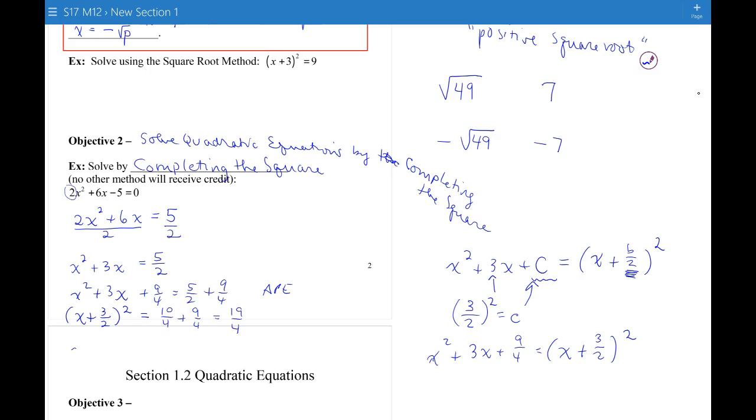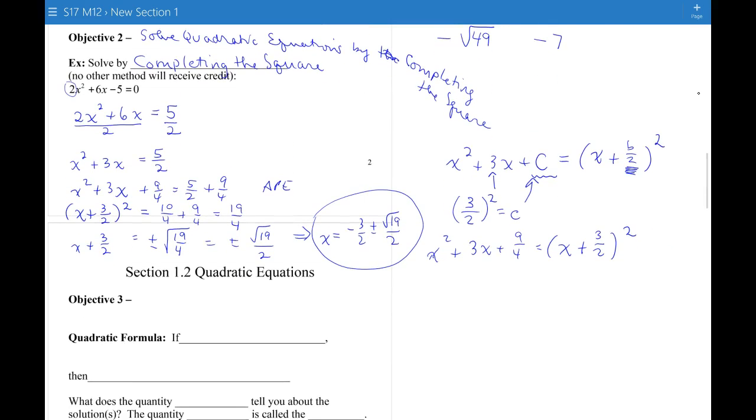So then we're going to finish solving by saying x plus 3/2 must equal plus or minus the square root of 19 over 4. And you should never leave a 4 inside a square root. So you should say x plus 3/2 is plus or minus square root of 19 over 2. So you need to completely solve it by saying x equals negative 3/2 plus or minus the square root of 19 over 2. Okay, so you may need to do some practice on those if they're tough for you. They're challenging for a lot of students.